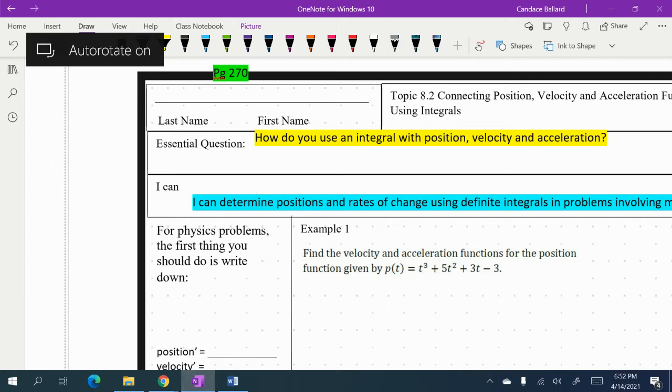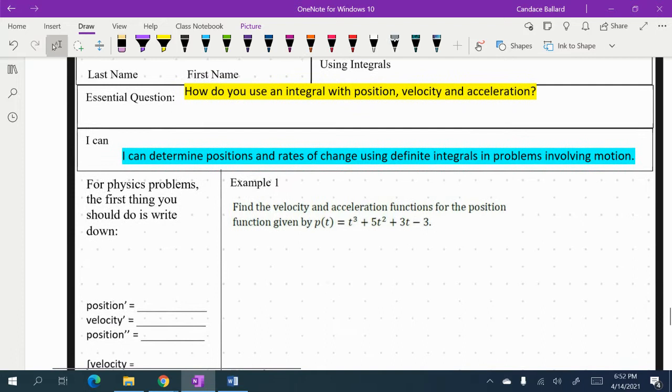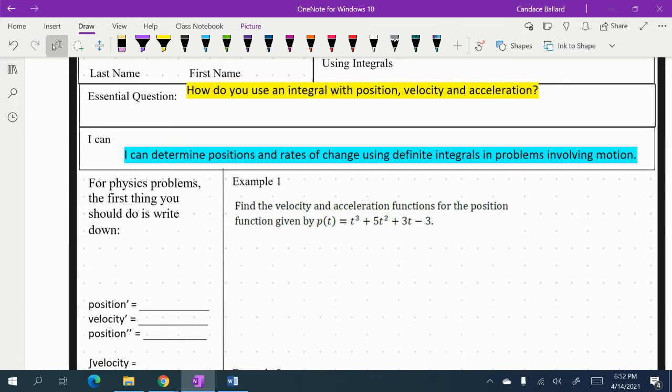In this video, we're going to talk about topic 8.2. We're going to connect position, velocity, and acceleration of functions using integrals. We are going to review some of our derivatives in here as well. So we're going to ask the question, how do you use an integral with position, velocity, and acceleration? And by the end, you're going to be able to say, I can determine positions and rates of change using definite integrals in problems involving motion.